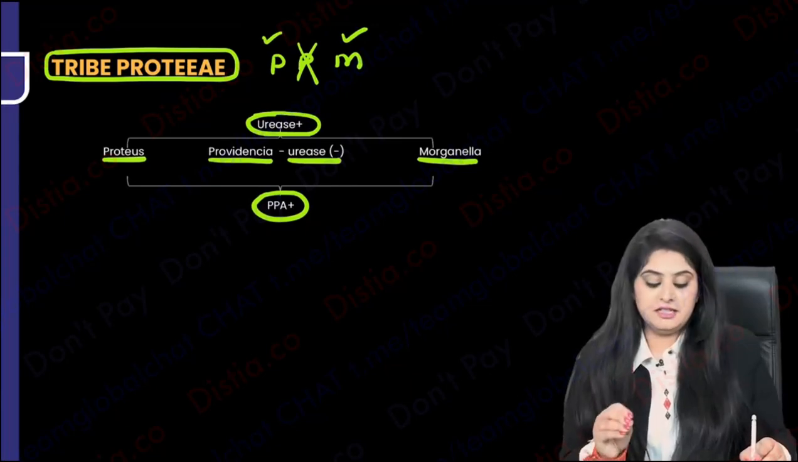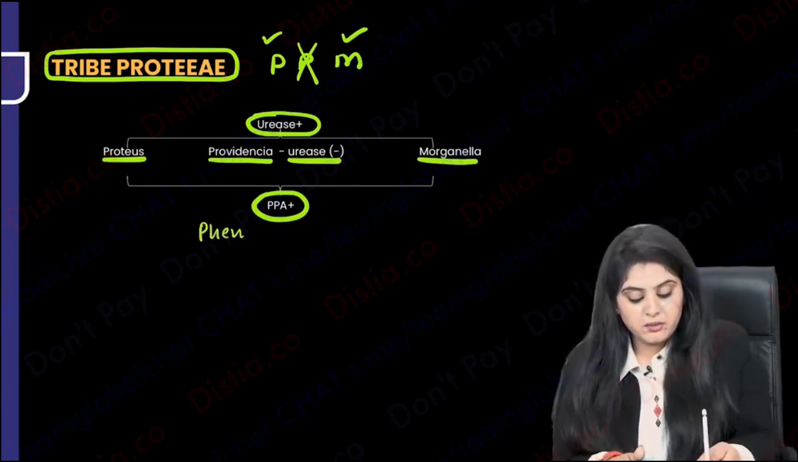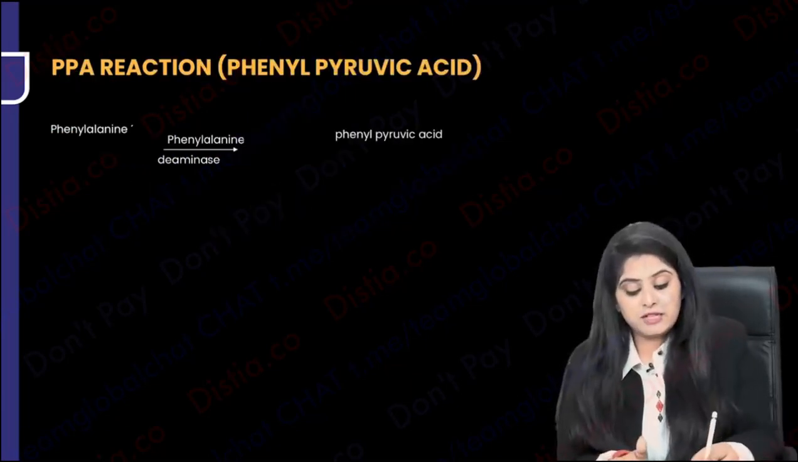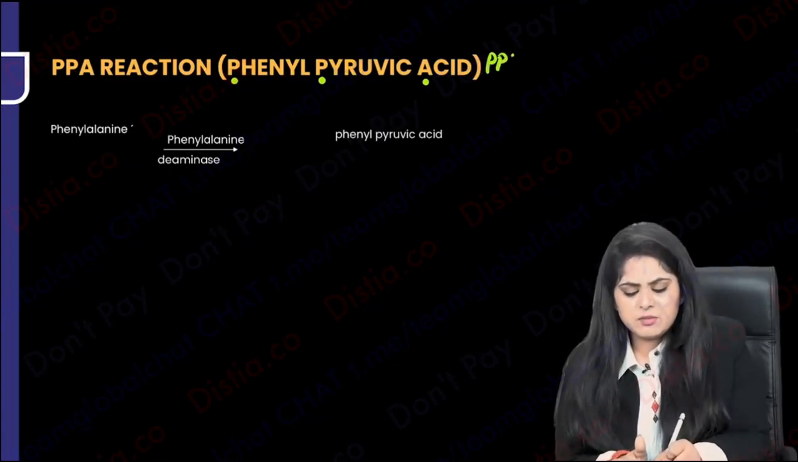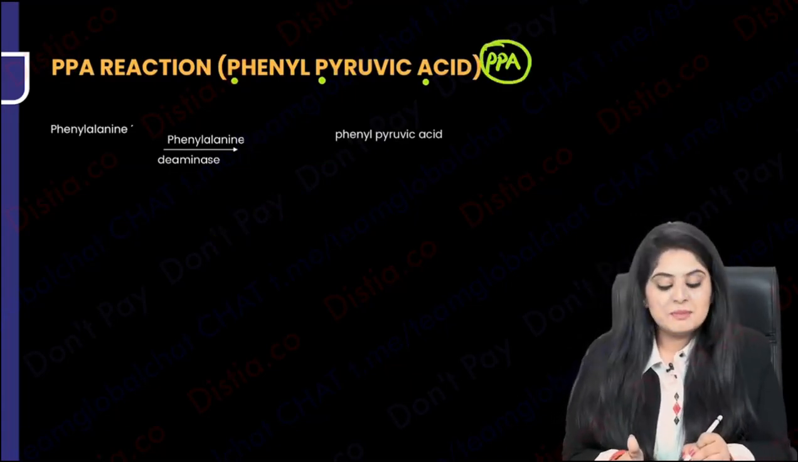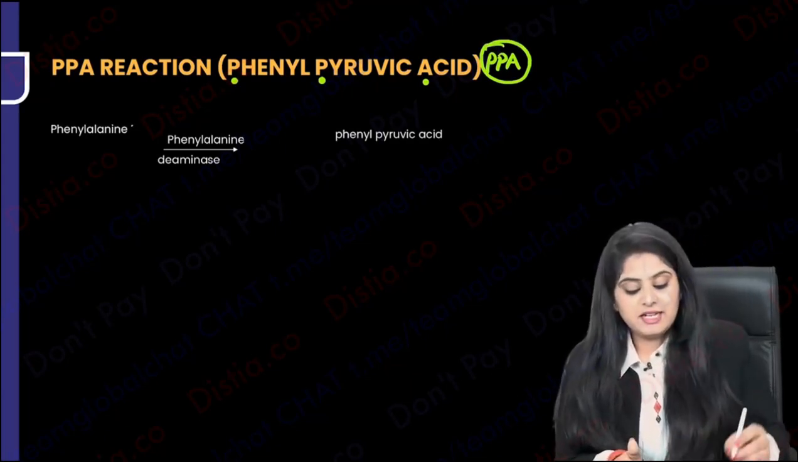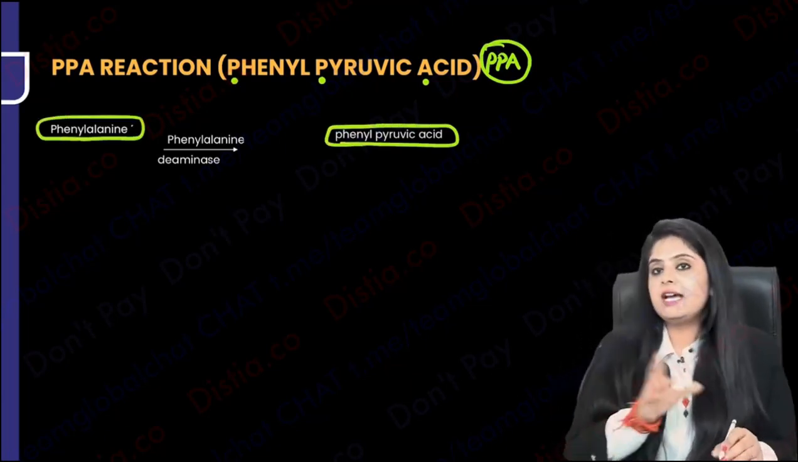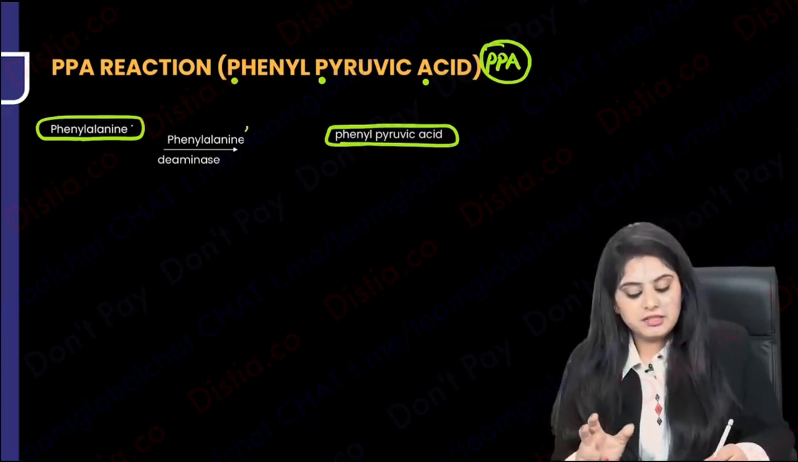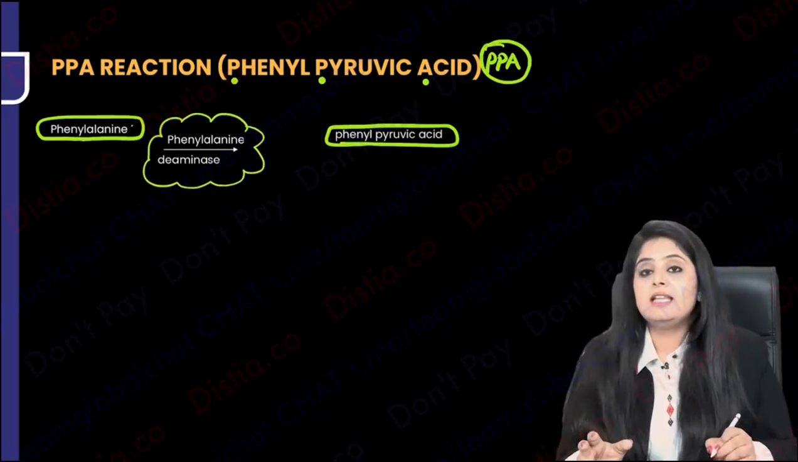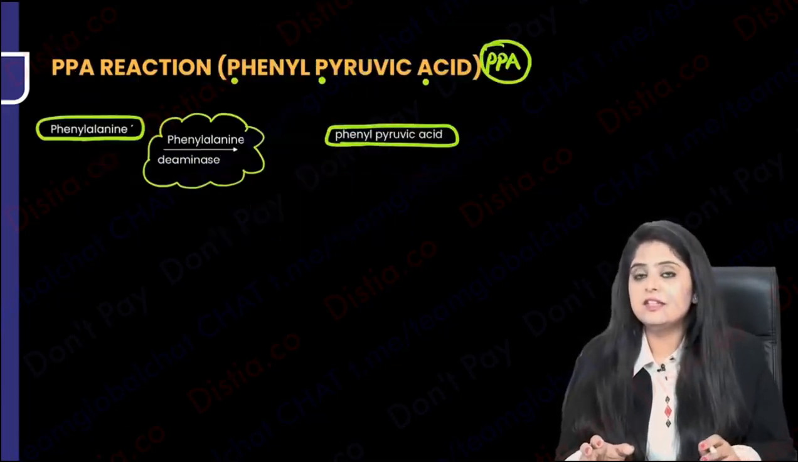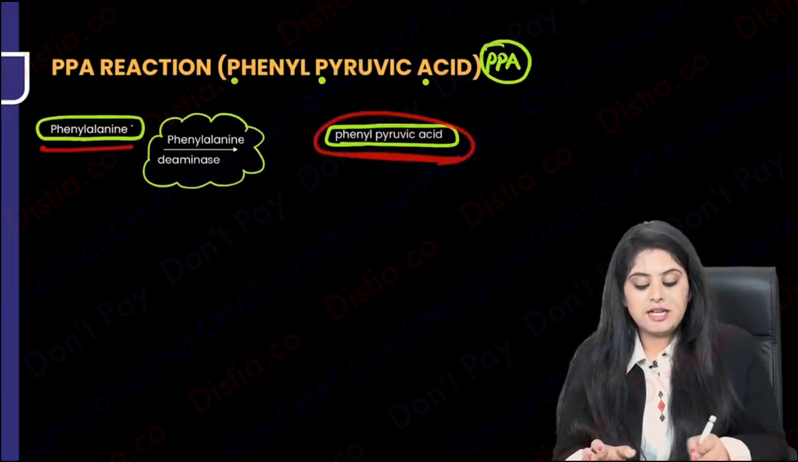Phenylpyruvic acid testing, if you can learn this just by not being very inquisitive, I will be very happy about it. But if you are one of those who have a lot of curiosity and want to know what phenylpyruvic acid is, although I feel when it comes to micro, your curiosity kind of goes away. Still, phenylpyruvic acid testing means that you are going to form phenylpyruvic acid from what? Phenylalanine. So how is phenylalanine converted to phenylpyruvic acid? This means the bacteria have an enzyme, phenylalanine deaminase, which will convert the phenylalanine to phenylpyruvic acid.